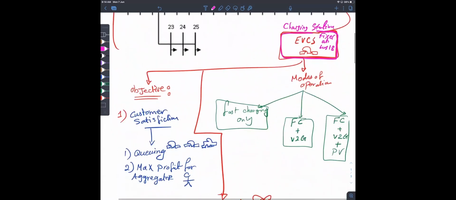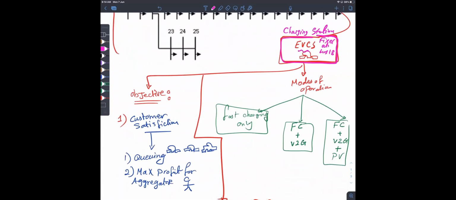For this charging station, I have 3 options, or 3 modes, or 3 scenarios. The first scenario, I will consider that this charging station has only fast charging. That will be a DC charging station. Yes, it is just fast charging.